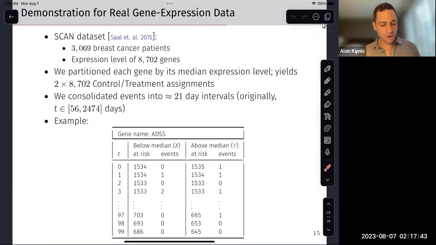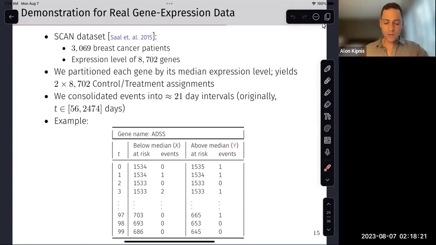So the last part of the talk, what I want to do is to demonstrate how to use it for real gene expression data. I don't want to argue here about the scientific value of the analysis we're doing. It's mostly to demonstrate the use cases and the kind of signals that HCHG can detect. For that, we will use a data set of about 3,000 breast cancer patients, and each patient had its expression level over about 8,700 genes.